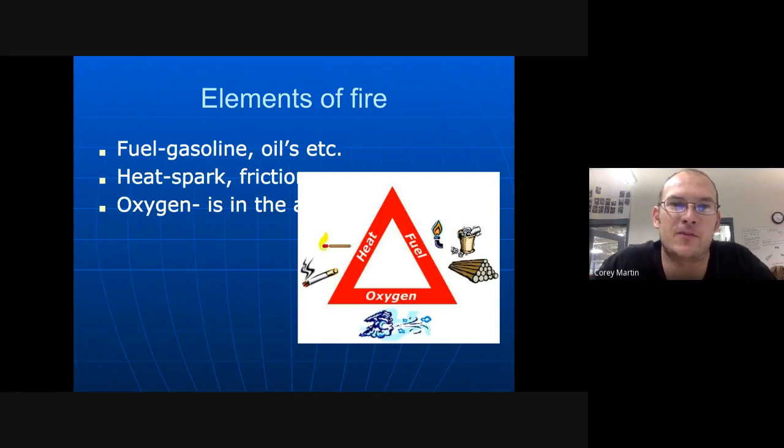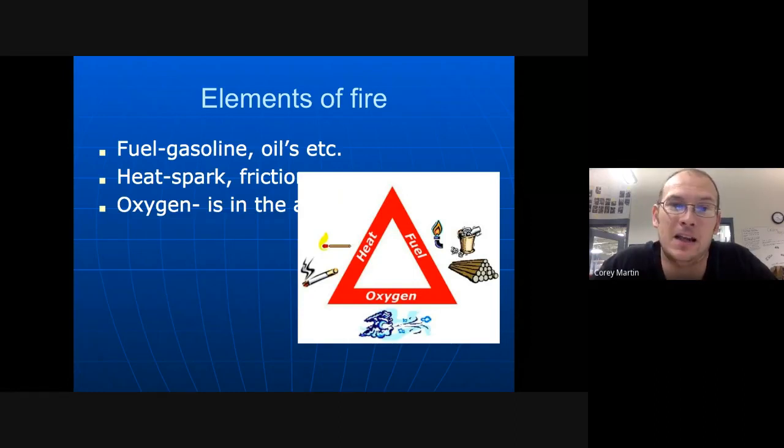So the elements of fire always contain some type of fuel. Fuel does not necessarily have to be a liquid. Paper is a source of fuel. But in our case, working with cars and trucks, gasoline and motor oil and transmission fluid, those are all going to be examples of fuels.